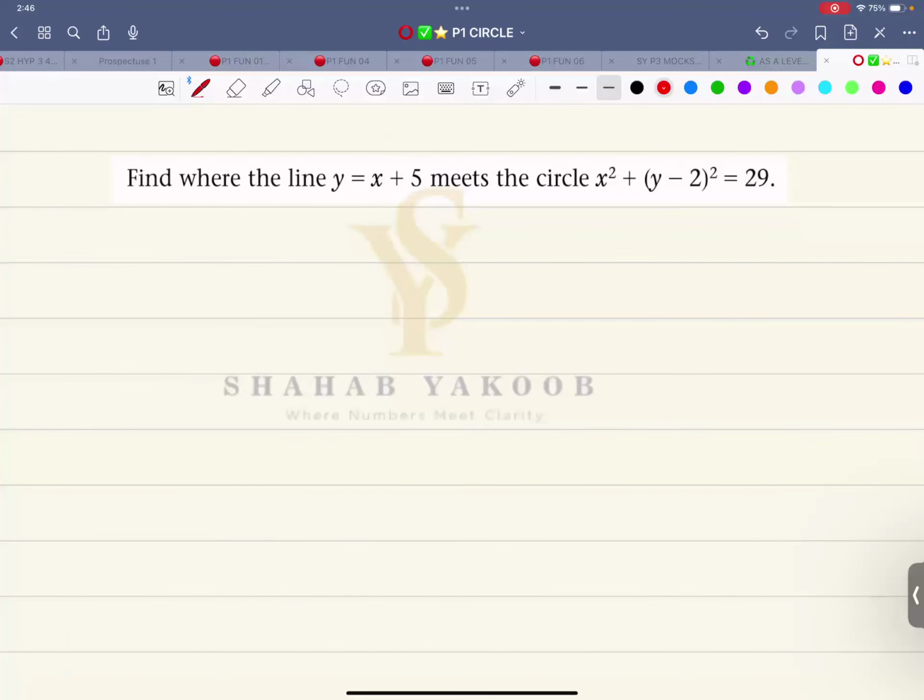Now it says find where the line meets the circle. So this is like a simultaneous equation. So y is already the subject. Just pick it up and plug it in over here. So therefore, x squared, and y is x plus 5. So x plus 5 goes over here, minus 2, and then whole square.